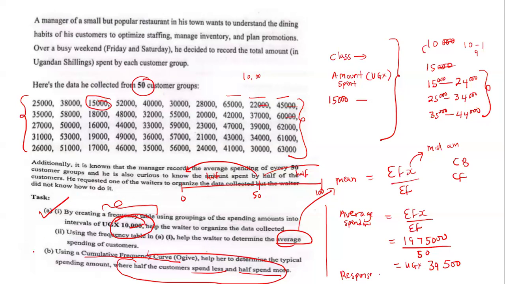So now can we go to our graph? This is my graph. Do not forget that on your graph, you are going to write your title, a frequency or an ogive or a cumulative frequency curve. So we are going to come here and say a cumulative frequency curve showing the customers' expenditures.